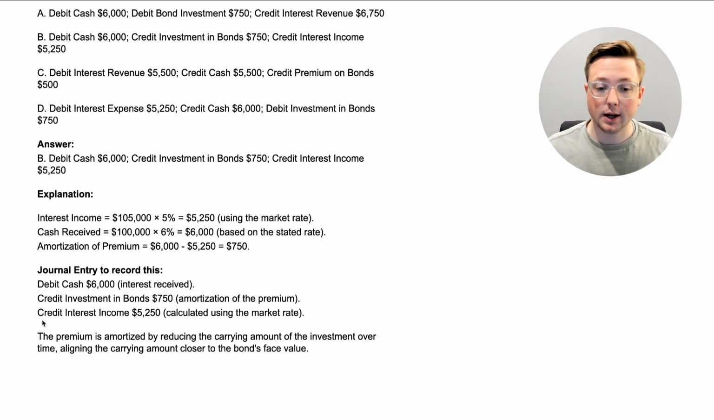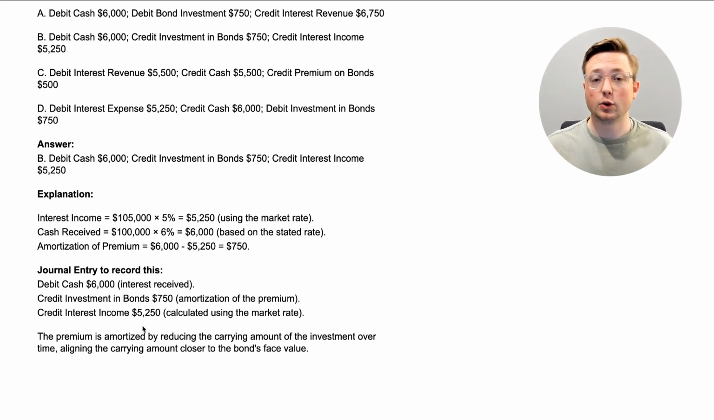And then to finish it up, the interest income, which is, again, based off the carrying amount and the market rate, that is going to be the interest income that you actually recognize. So you receive $6,000 of cash, but you only recognize $5,250 of it as interest income, and then the other $750 is the premium being amortized over the course of the years. So that's the journal entry there. That's what we've been doing the whole time. The calculations that we've been doing have been doing this in the background each time.